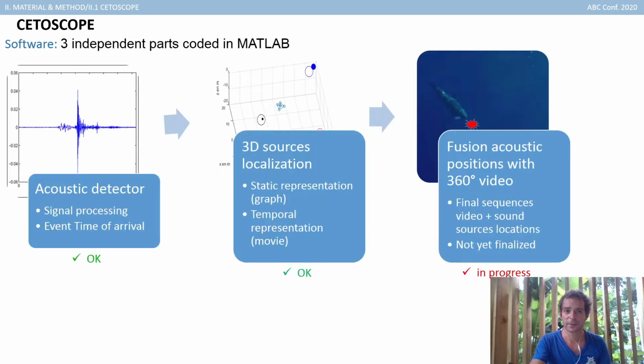The software is made of 3 independent parts coded in MATLAB. The first is the acoustic detector, dedicated to signal processing and the extraction of times of arrival. Second is the 3D source localization algorithm. The representation can be static or dynamic, like a movie. Those 2 parts are already done and operational. The third is the fusion of the acoustic position with the video, and it has to be done in a controlled environment. It is in progress now.